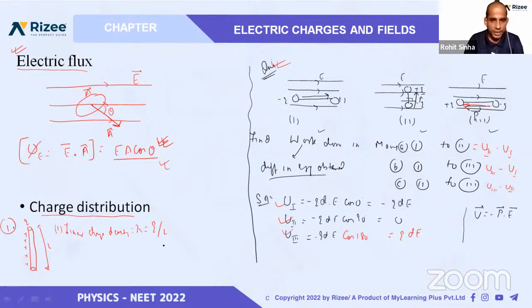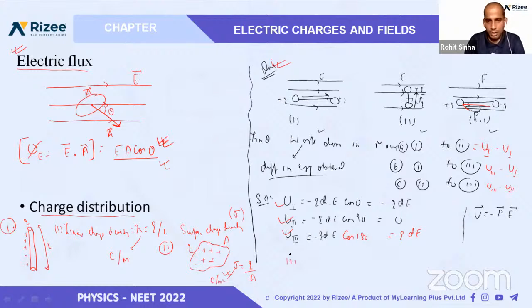Second, suppose we have some surface like this, any surface, having charge Q and surface area A. We define this as surface charge density, denoted by sigma, and sigma is equal to the charge on the surface by A. This is called surface charge density. Its unit will be coulomb per meter square.